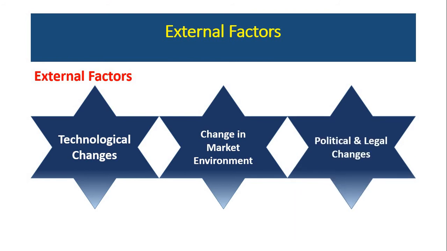The next one is the political and legal changes. So what exactly does it mean? We can say that political and legal changes are those changes which are inevitable. These political and legal changes are also part of the external factors which can influence the organization, the operations of the organization, and also its performance.